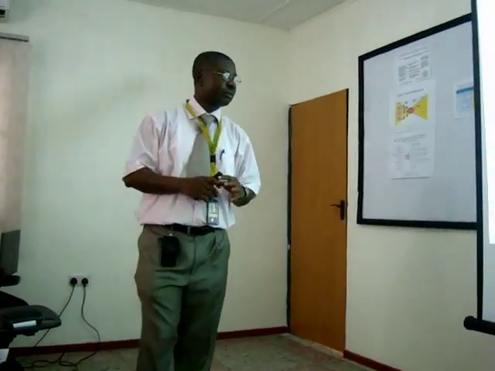Bow tie is a reference document for audit purposes because at a glance it shows you the hazard, the question, various barriers, covering departments, the top events, things that could go wrong. It shows you all these at a glance.